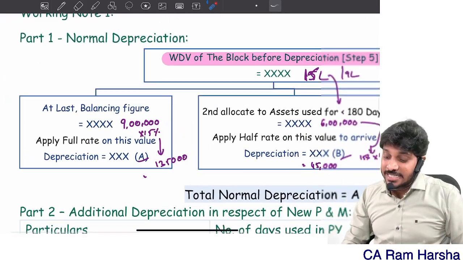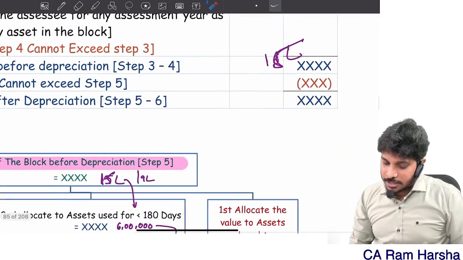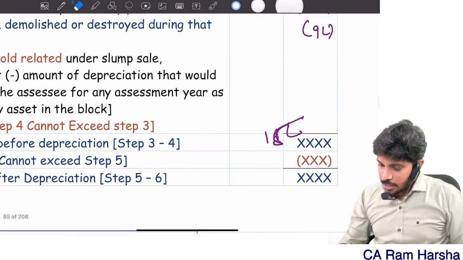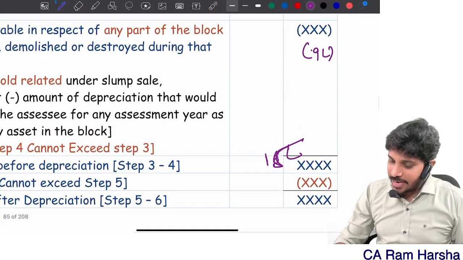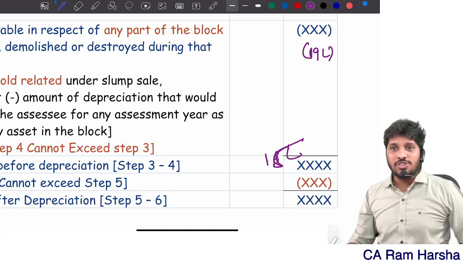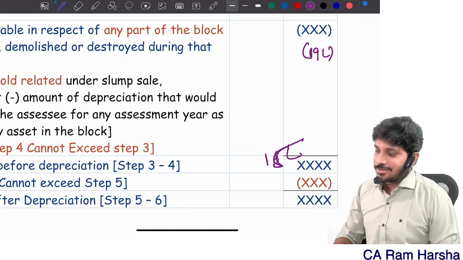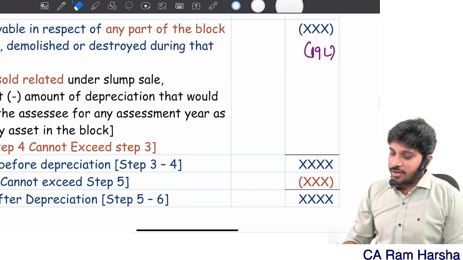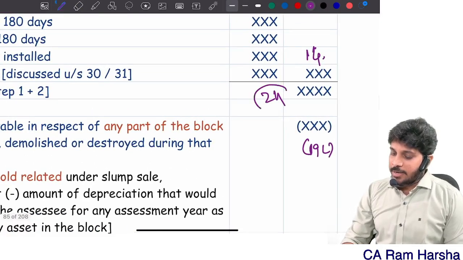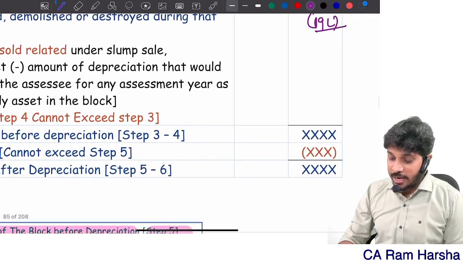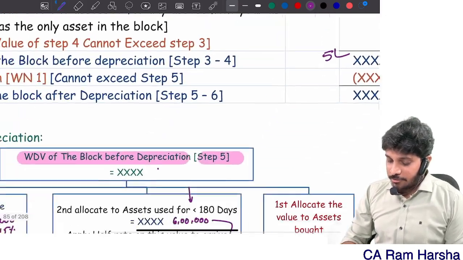Now let's understand in a different way. One more example. Suppose let us assume sale value is 19 lakhs. Sale value is how much? 19 lakhs. Automatically below value comes: sale value 19 lakhs means opening plus additions 24 minus sale value 19, part of a block only. Okay, balance value available is 5.